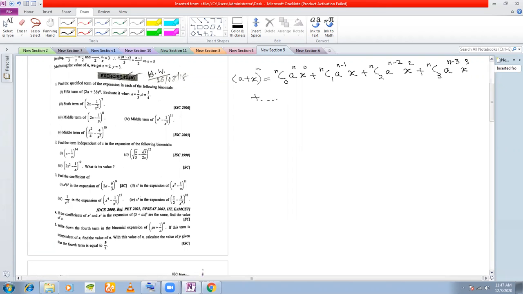And this continues till we get any term, nCr a^(n-r) x^r. And this again continues till the nth term, nCn a^0 x^n. Now this term we call the general term of a binomial.